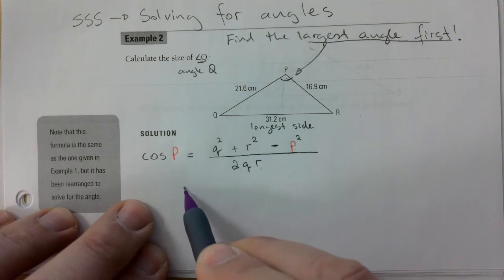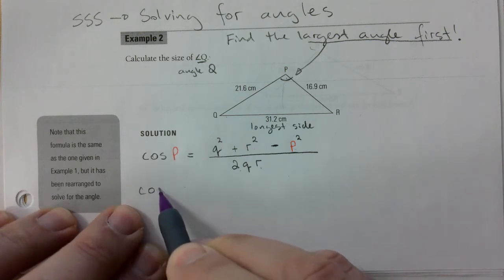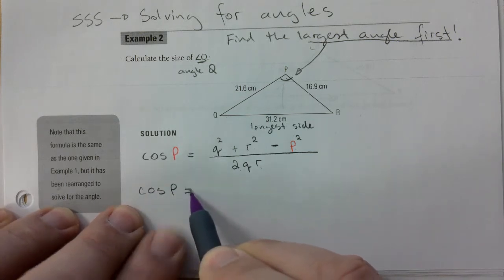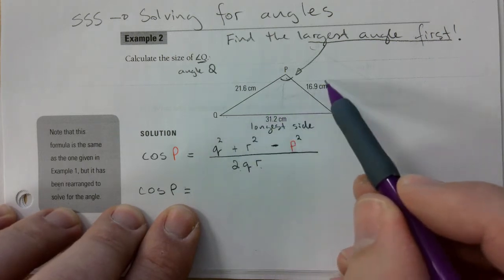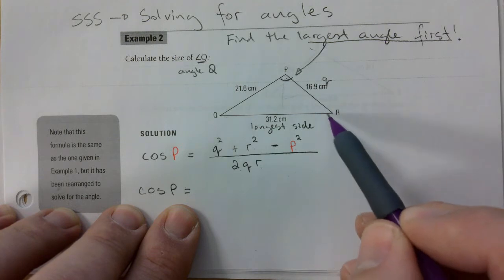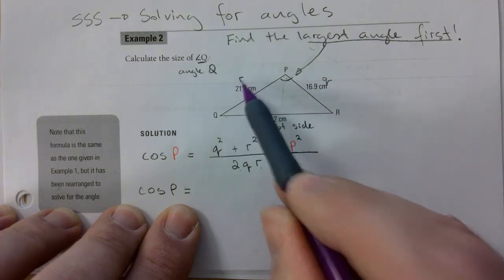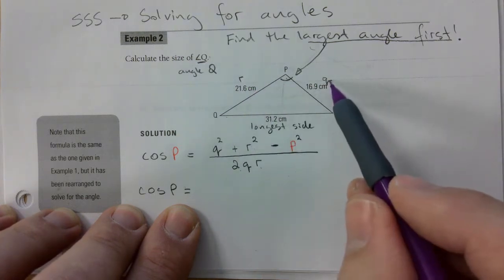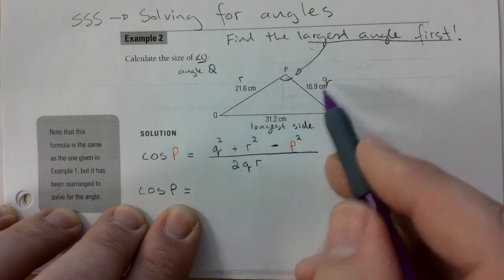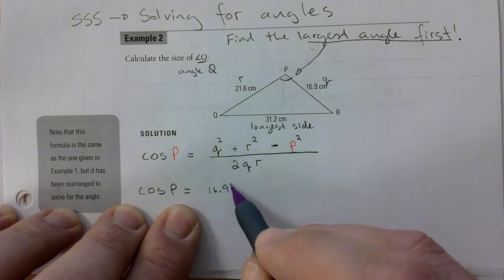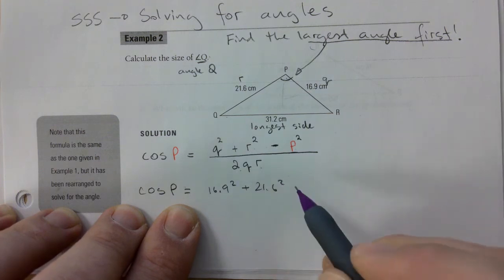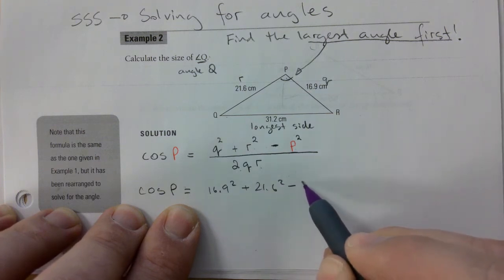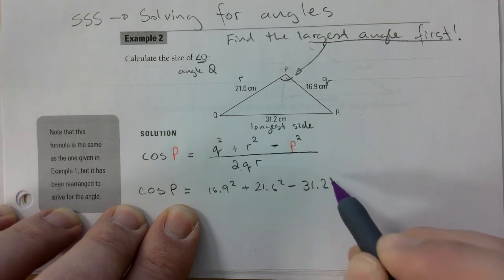Okay, and now we substitute. Cosine of P is equal to, where is Q again? It's here. This is lowercase q, and this is lowercase r here. It's always across the angles, right? So Q is 16.9 squared plus R, which is 21.6 squared, minus 31.2 squared.